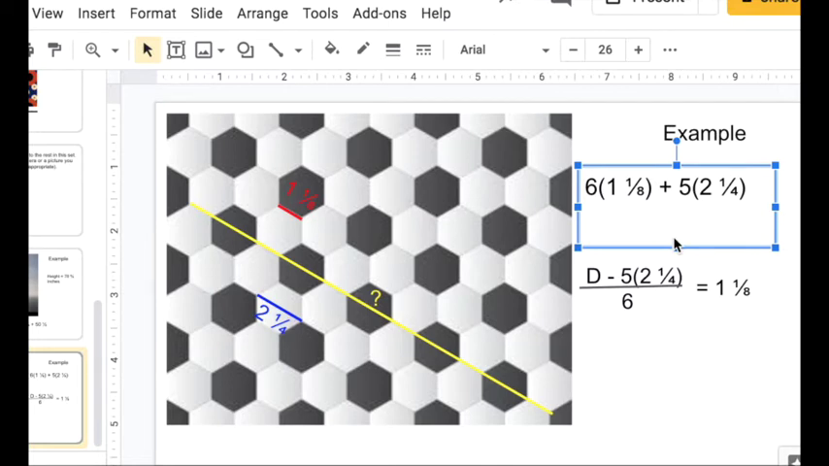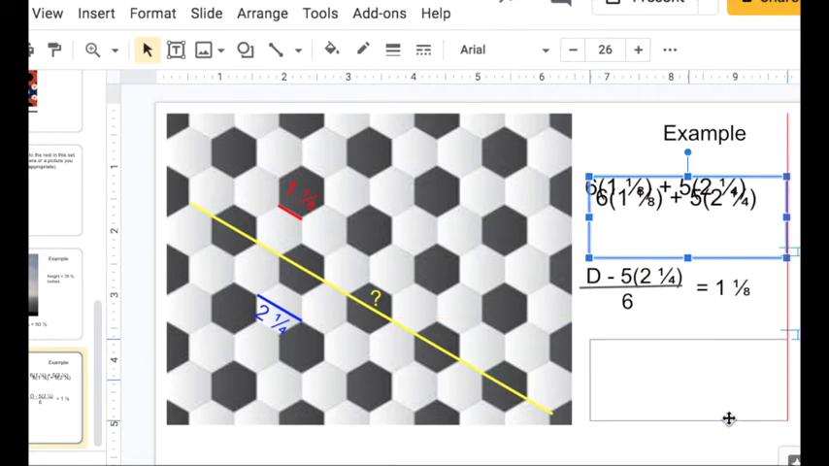All right, complicated, tough to think through. Basically this is full distance minus the gray pieces, divided by six, equals one of the six white pieces, right? Essentially, that's what we're saying. If you're not sure if your algebraic expression works, you should get the same answer for both of them.